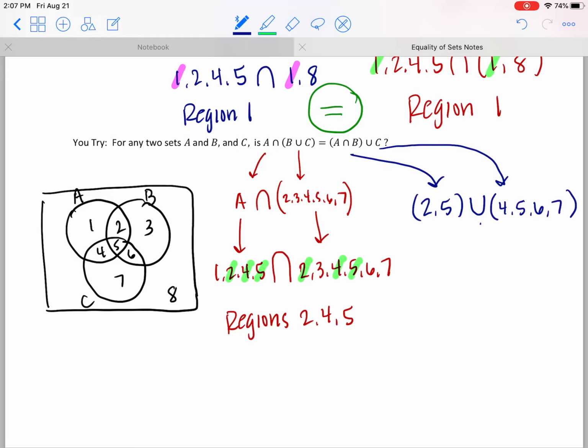Now my job is to unite those two groups. Now unlike the intersection, which is what they have in common, the union says put them all together. So if I unite these two, if I put all these together, I end up with regions 2, 5, 4, there's 5 again, 6 and 7. So 2, 4, 5, 6, and 7. And that is definitely more regions than what we had with the first set of operations. So since we are led to different places, we're going to say that these are not equal.